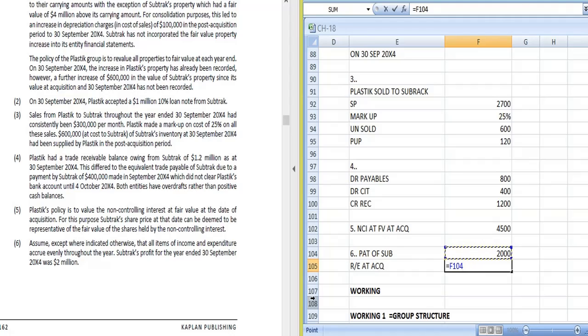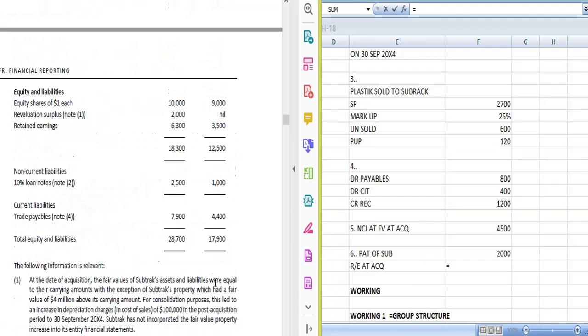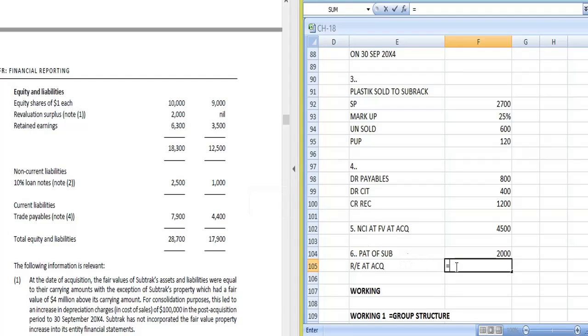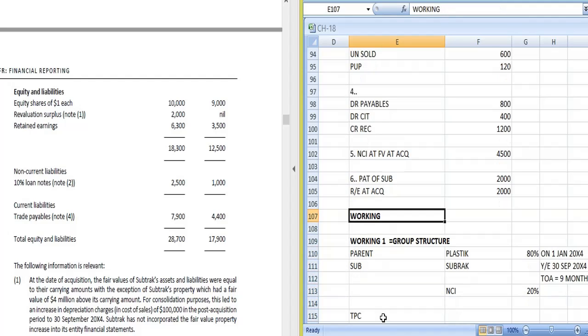So we will take the retained earnings at reporting date from the balance sheet of subsidiary, which is given, 3500, and we will minus the post acquisition profit, which is 2000 into 9 divided by 12. So 9 months is our post acquisition period. So retained earnings at acquisition is 2000. So just have a look at the formula bar to see how I calculate this amount.